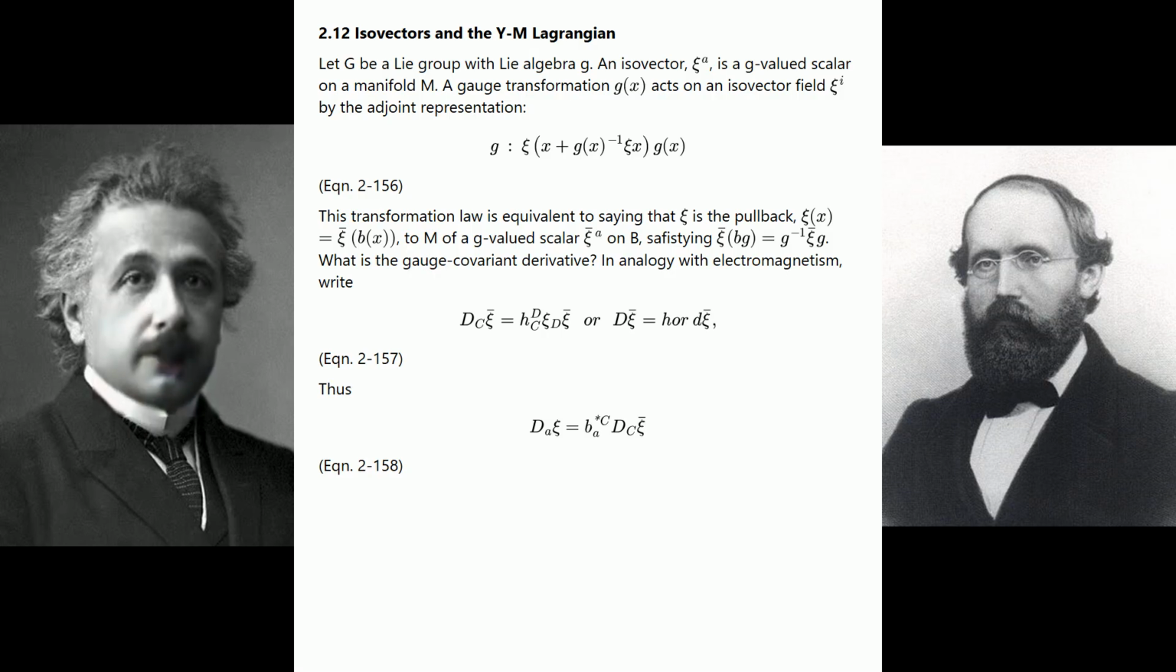See equation 2-156. This transformation law is equivalent to saying that Π is the pullback, Π(x) = Π̄(b(x)), to M of a 𝔤-valued scalar Π̄^A on B, satisfying Π̄(bg) = g⁻¹ Π̄(b). What is the gauge covariant derivative? In analogy with electromagnetism, write, see equation 2-157. Thus, see equation 2-158.